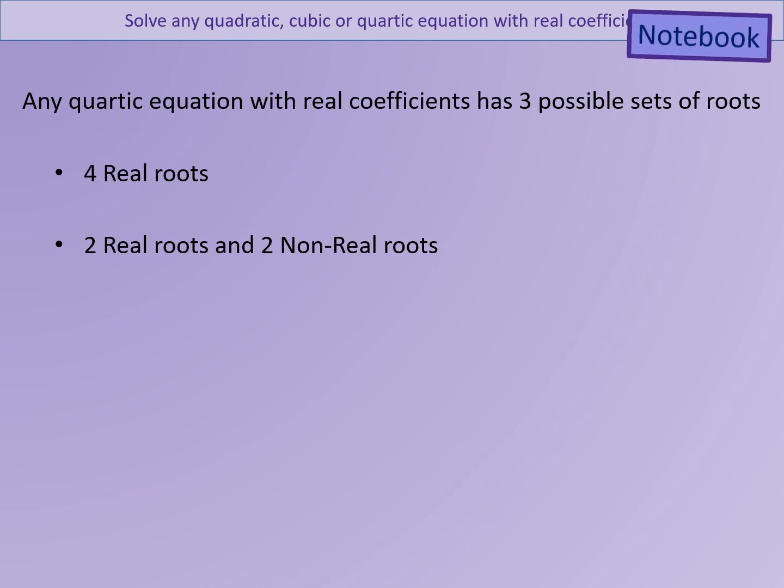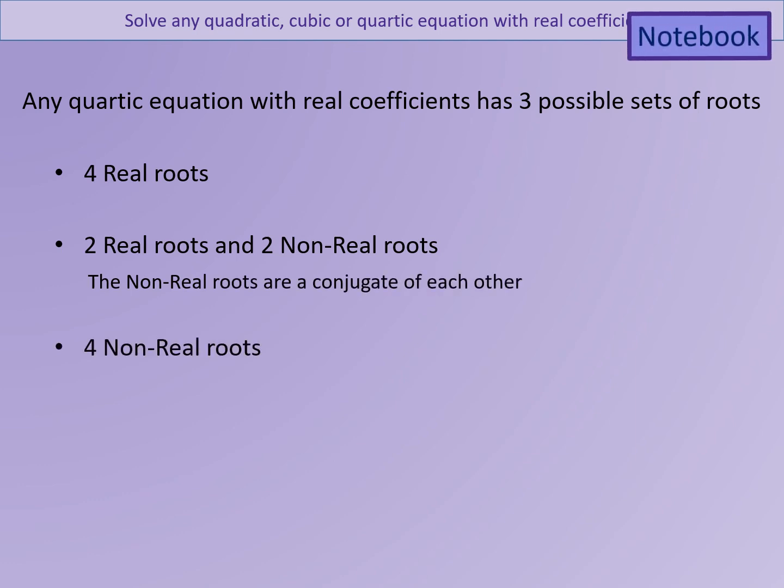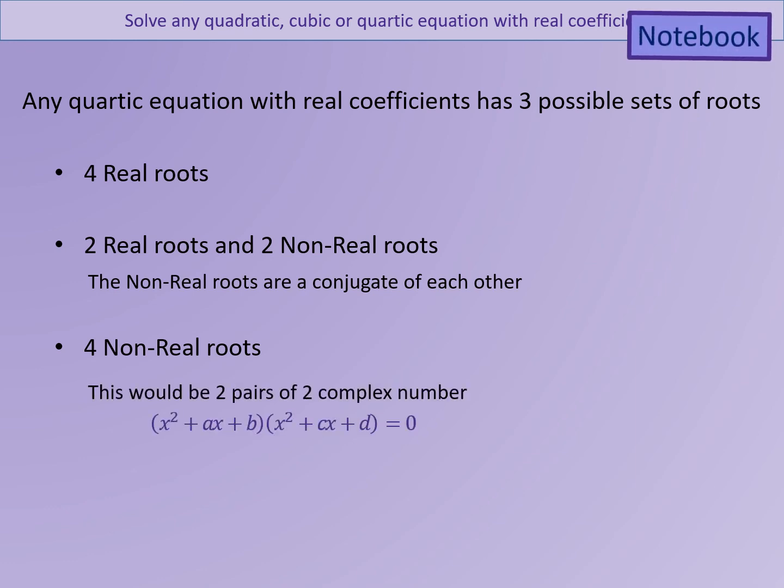The second possibility is it might have two real roots and then two non-real roots, and the non-real roots would have to be complex conjugates of each other. The third possibility is it might have all 4 roots being non-real. In that case, it would have to be two pairs of complex conjugates. They would both come from two different quadratic equations, neither of which had real roots.